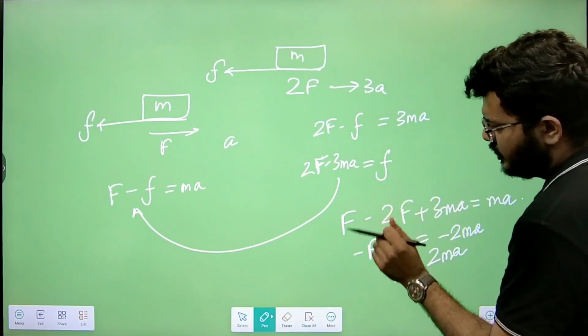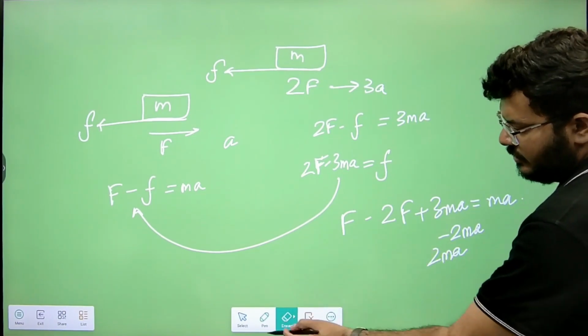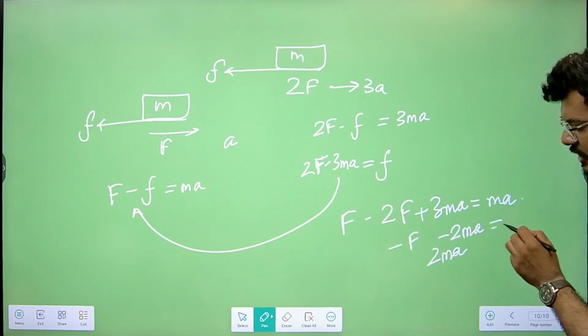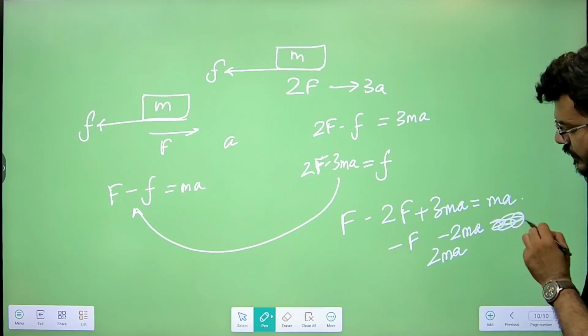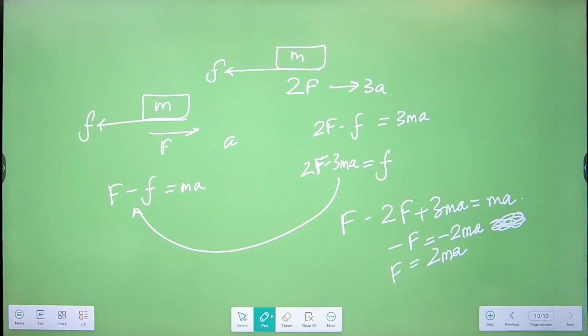No, this is not small f, Devanshi. This is friction. This is minus f is equal to 0. Sorry. It is equal to minus 2ma and therefore f is equal to ma. Understandable? Yes. Sure? Yes.